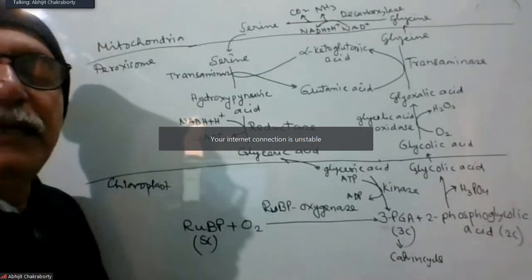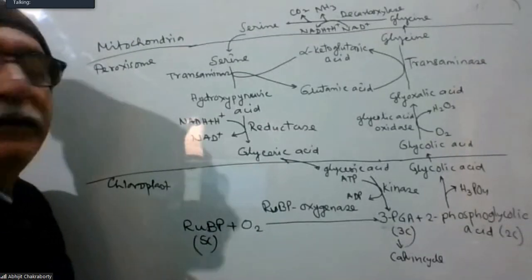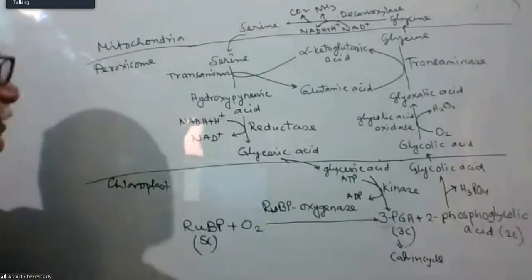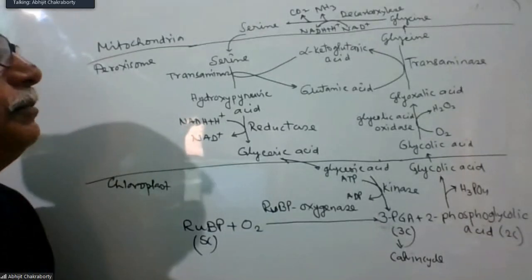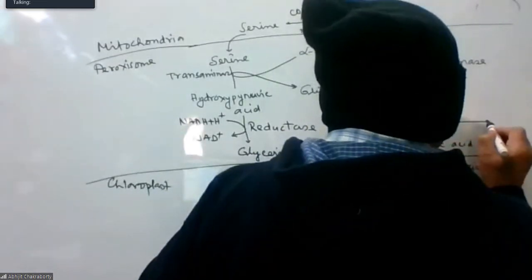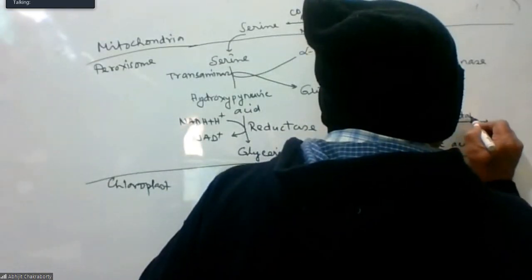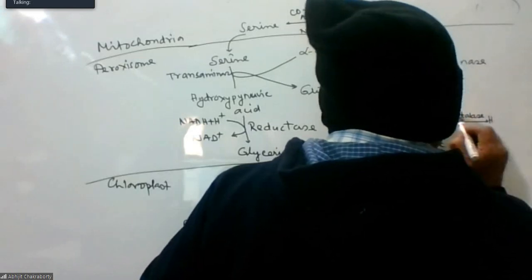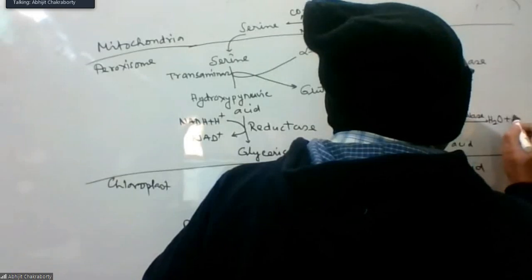The reaction takes place in chloroplast, peroxisome, and mitochondria. Here, hydrogen peroxide is toxic to the cell, so catalase converts it to H2O plus O2.